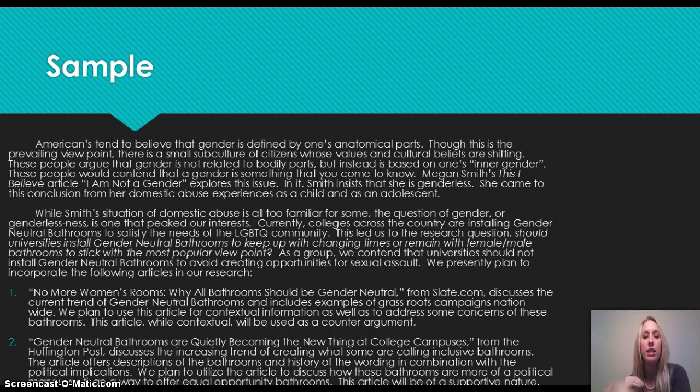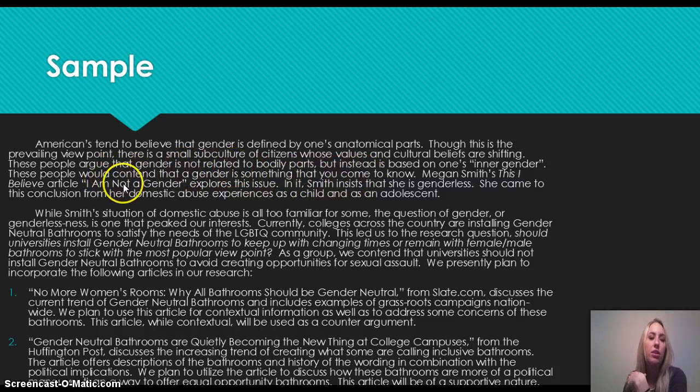So let's look at a sample, per se. This is not a full example, but just a brief mini example of what you guys are going to be doing. So I'll read it aloud with you guys. Americans tend to believe that gender is defined by one's anatomical parts. Though this is the prevailing viewpoint, there's a small subculture of citizens whose values and cultural beliefs are shifting. These people argue that gender is not related to bodily parts, but instead is based on one's inner gender. These people would contend that a gender is something that you come to know.